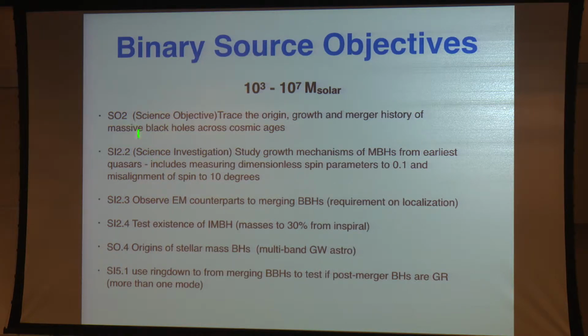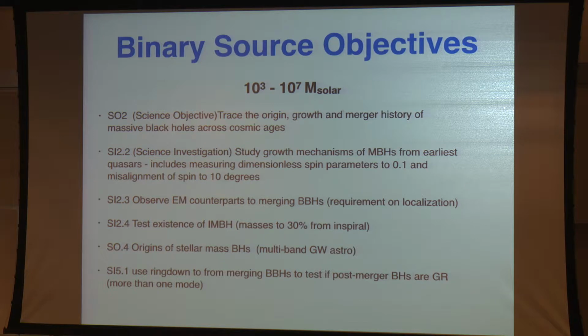So these SOs, if I understand correctly, it's very jargony, are the science objectives, and the SIs are the science investigations. Don't ask me what the difference is. We need a person who understands LISA a little bit better. But the point is, I'm going to focus on these sources that are 10 to the 3 to 10 to the 7 solar masses, these binaries, and that's their total mass.